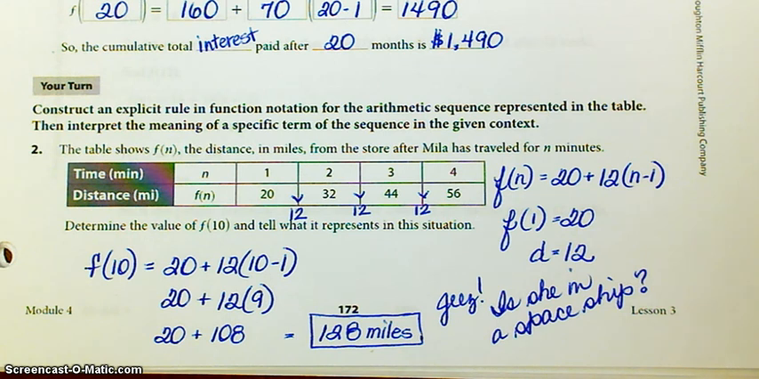Okay, but the process is the same, and you're still using the explicit rule just like we've been.